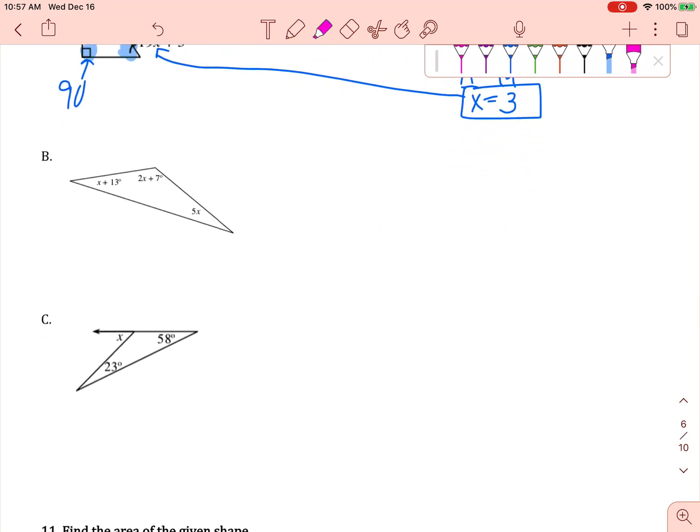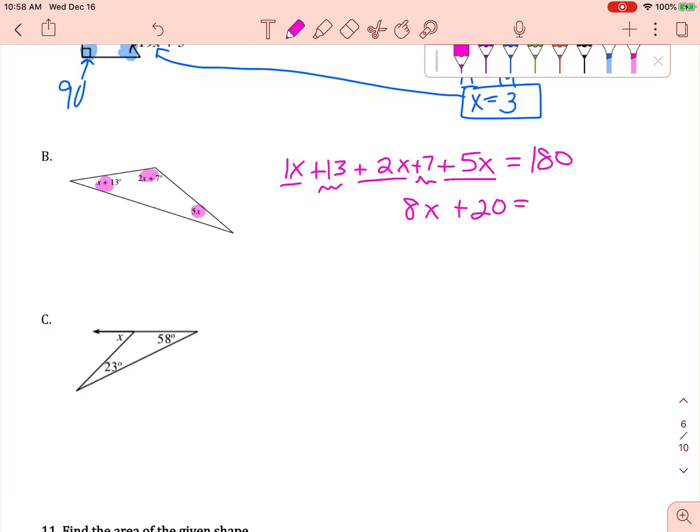Okay, for B, we're doing the same thing. All 3 angles added together have to equal 180 degrees. So x plus 13, which is one of the angles, 2x plus 7, and 5x all together have to equal 180 degrees. Combine your like terms. So here are all my x's and here are my numbers. We have 8x plus 20 is equal to 180. Subtract 20 from both sides. 8x is 160. Divide by 8. X is equal to 20.